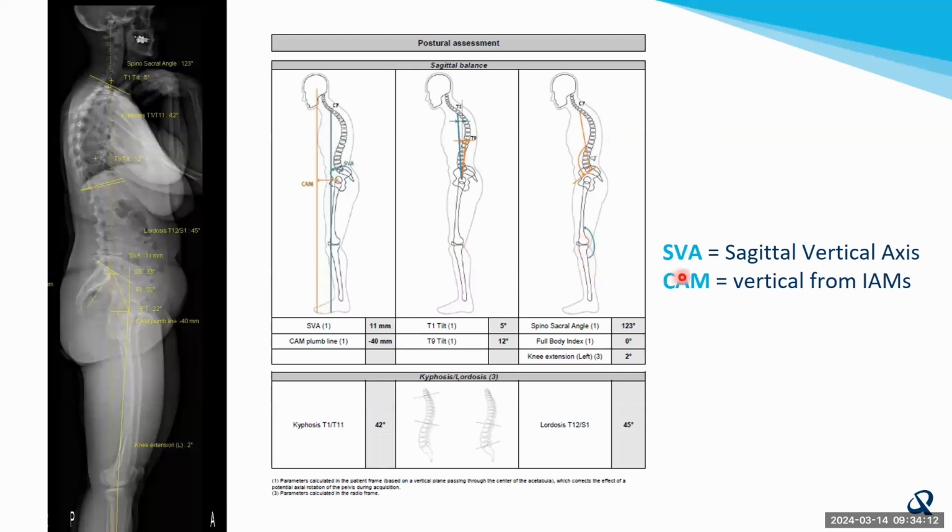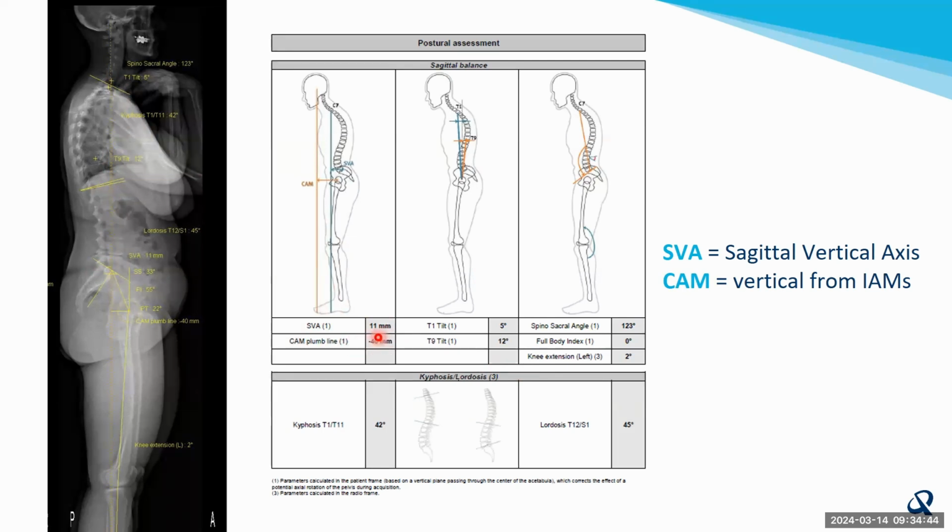I prefer the sagittal vertical axis. So this is similar to the coronal balance that we were talking about. This is just a line that drops straight down from C7, and you measure the relation of C7 to the superior end plate of the sacrum, just like the coronal balance, and you wind up with the sagittal vertical axis here. Some people use the cam line, I don't, but it doesn't matter. There are a million lines you can use, and I find this one's the simplest. And you can see in this patient, it's 11 millimeters.